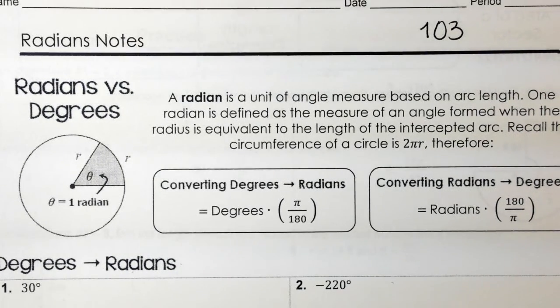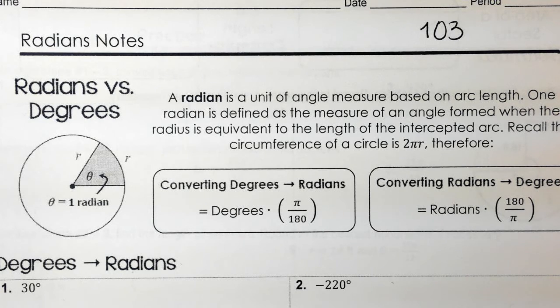So it's our final set of notes for Unit 10. This is radians. So we start by telling you what a radian is, and I'm going to try to get a little bit more in depth after I read this definition for you. A radian is a unit of angle measure based on the arc length.